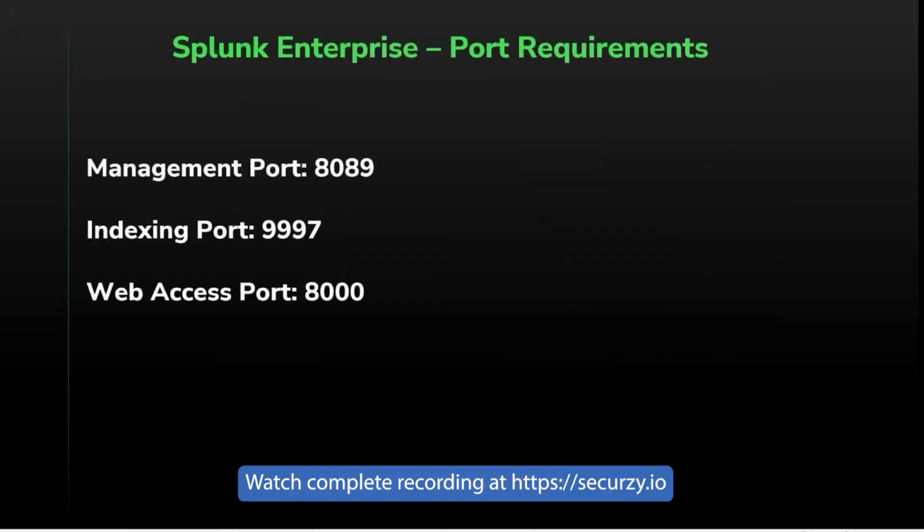Next, these are the important ports for Splunk Enterprise. The management port is 8089. The indexing port, which you can also call the receiving port, is 9997. And the web access port is 8000, our web interface port number. Make sure you remember that we will use ports 9997 and 8000 in this presentation: receiving port 9997, web access port 8000.